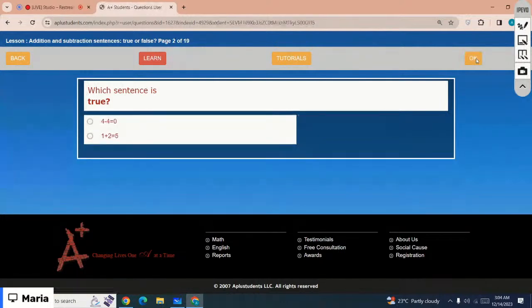Okay, the next one: which sentence is true? 4 take away 4 equals 0, and 1 plus 2 equals 5. Just select the one which is the correct one. Yes, that is 4 take away 4 equals 0. That is the correct option. The other one, 1 plus 2 equals 5, is false. So the correct option is 4 take away 4 equals 0, option number 1.